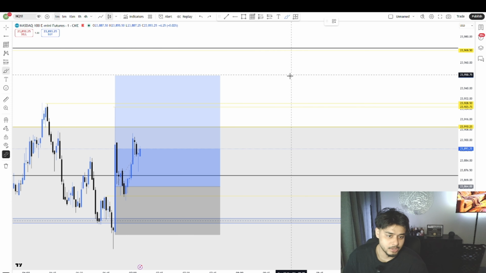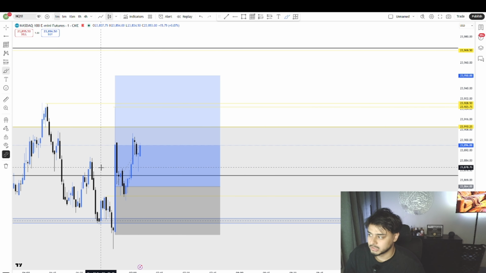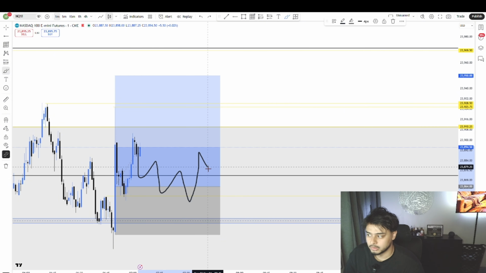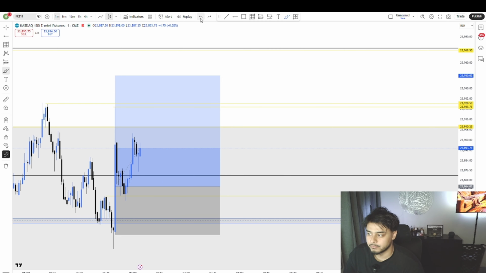Okay, there are traders out there that will be panicking because they see this little down move right over here. That's okay. Market is not just going to just go all the way up. That's not how it works. It has to play with your emotions a little bit before you hit TP, and that is completely normal, okay?